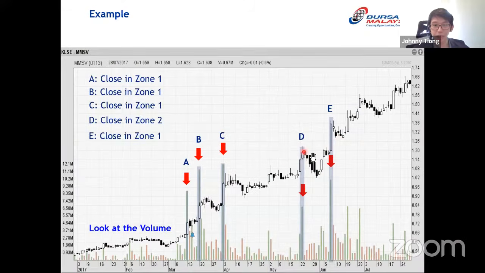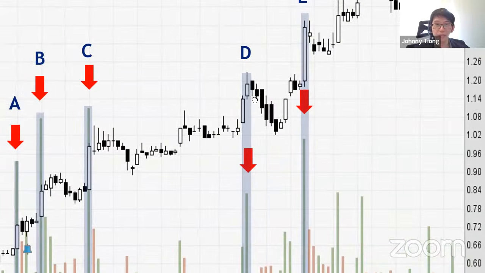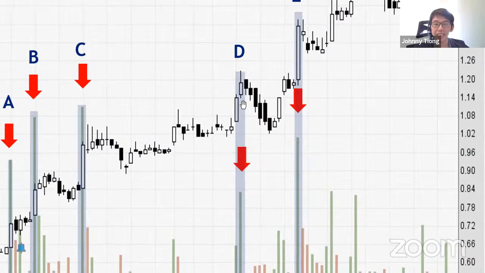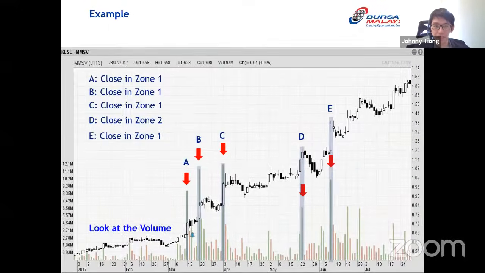Then D and E. I jump straight to candle D, the one with the higher volume, not this one, the one with the longer upper tail, this one. The volume is high. And how do we determine the closing zone, the momentum? Again, we divide the candle into 3 areas. For example, we take the highest and the lowest and divide by 3. So this one closed at zone 2. Zone 2 means equal buying and selling pressure.